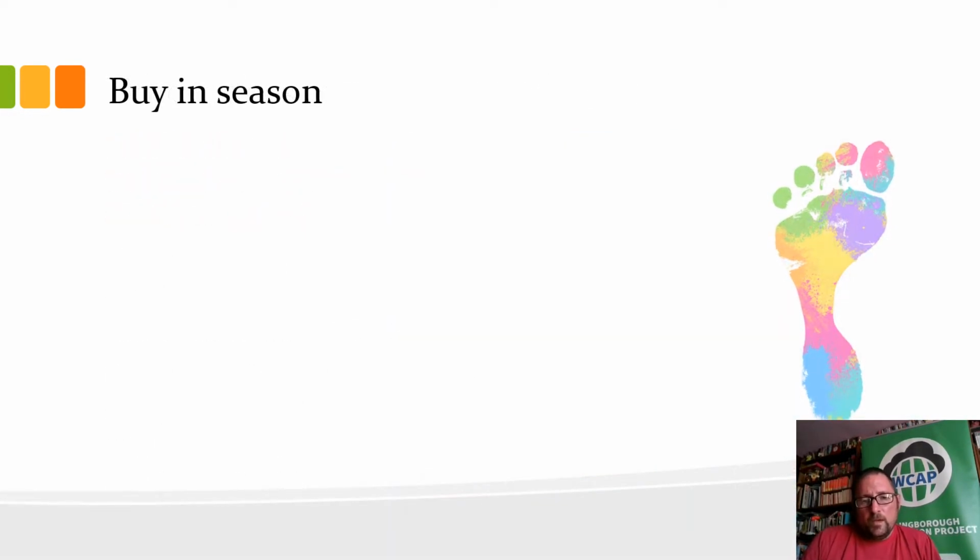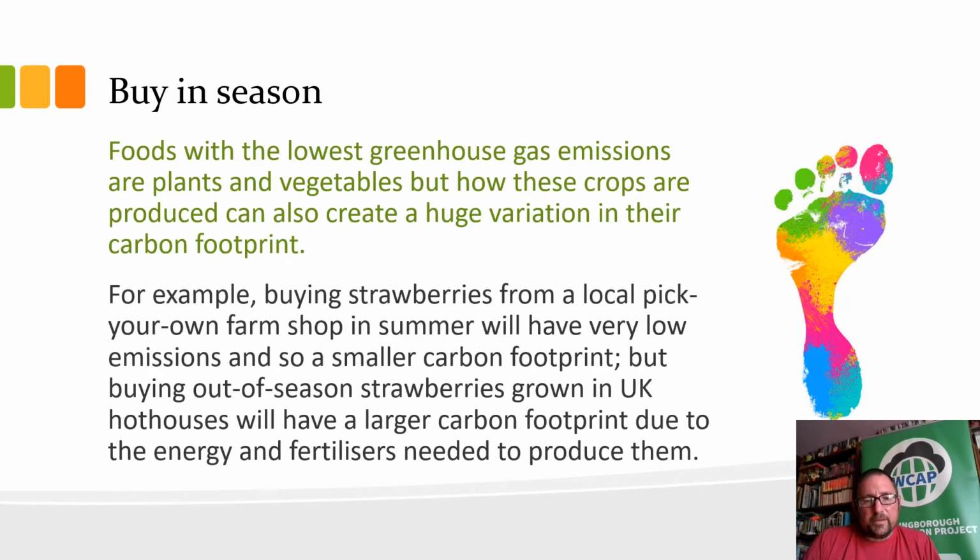This is all about our carbon footprint. So foods with the lowest greenhouse gas emissions are plants and vegetables. But how these crops are produced can also create huge variations in their carbon footprint. For example, strawberries: buying from a local pick your own farm shop in the summer will have very low emissions and so a much smaller carbon footprint. But out of season strawberries grown in the UK in hot houses will have a much larger carbon footprint due to the energy and fertilizers needed to produce them.